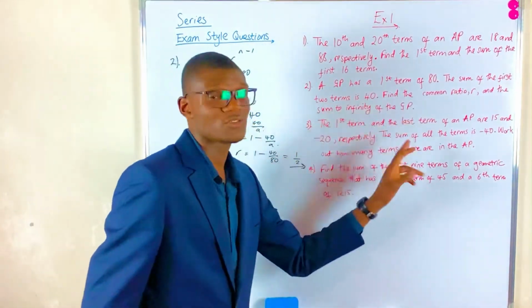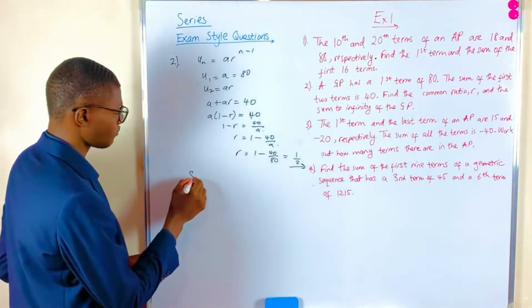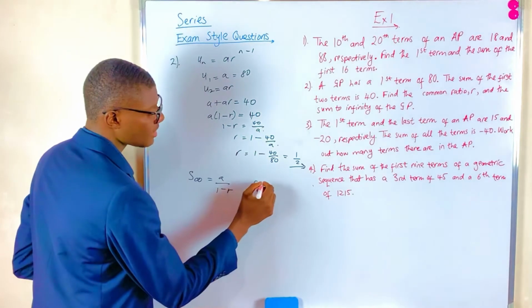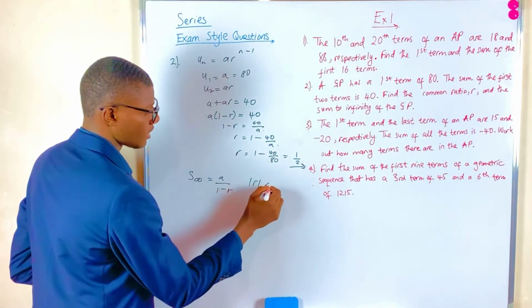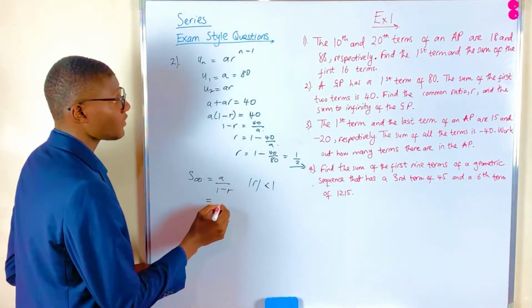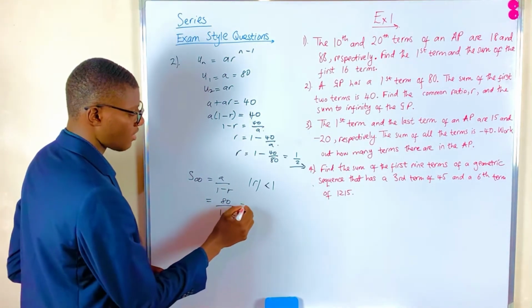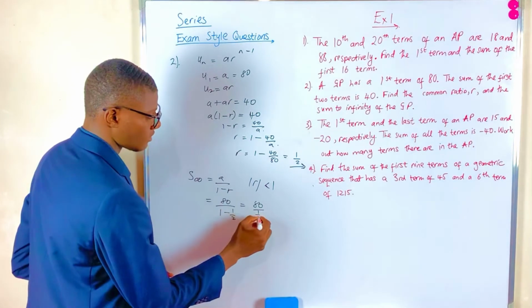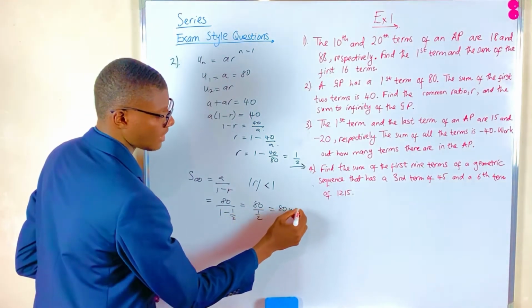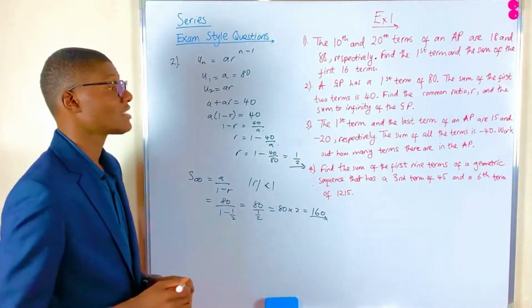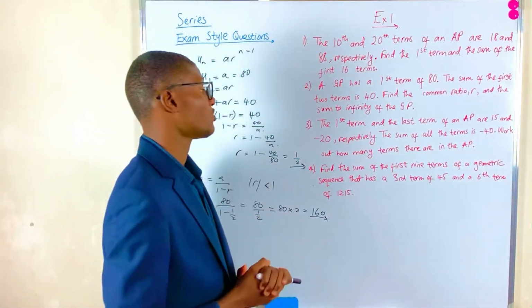Okay, now we need to find the sum to infinity. The sum to infinity of a GP is given by a over 1 minus r, provided that the modulus of r is less than 1. So the first term a is 80, over 1 minus r, that's a half, which is 80 over a half, which is 80 times 2 to give us 160. So 160 will be the sum to infinity of the geometric progression.